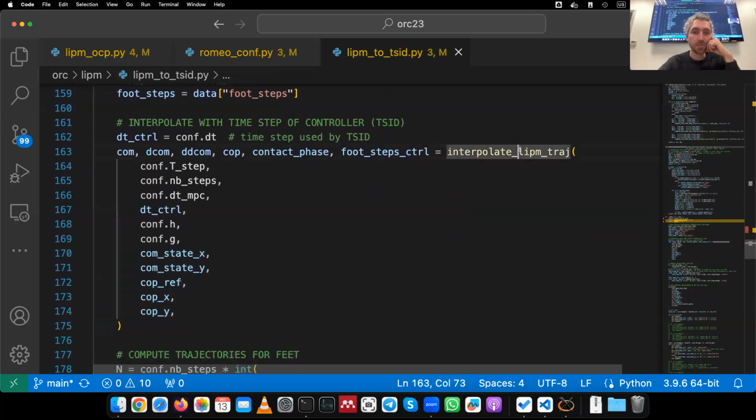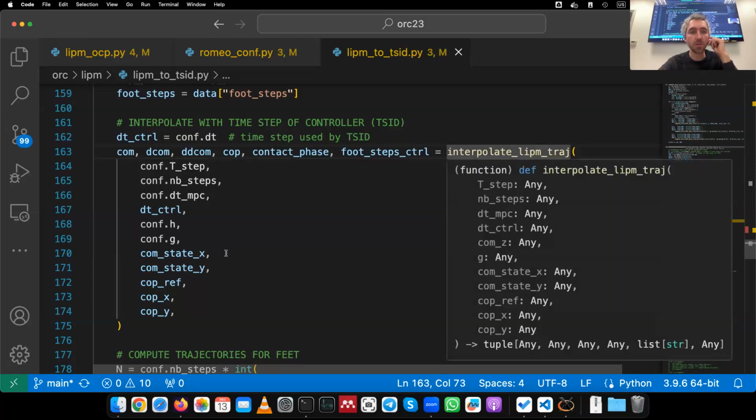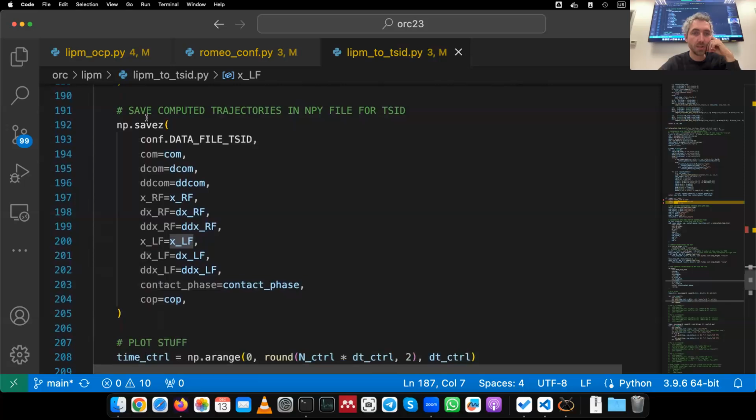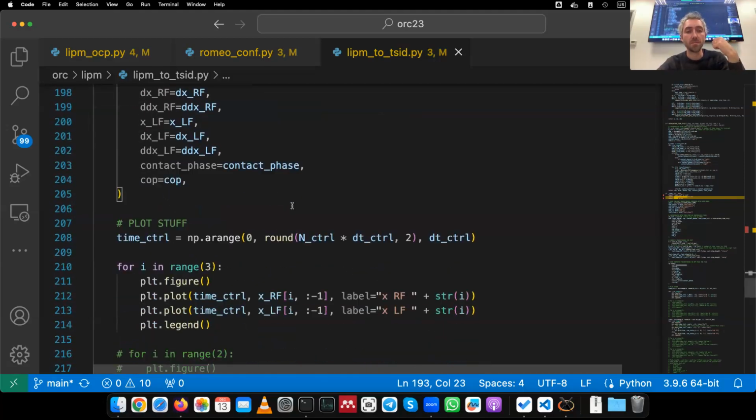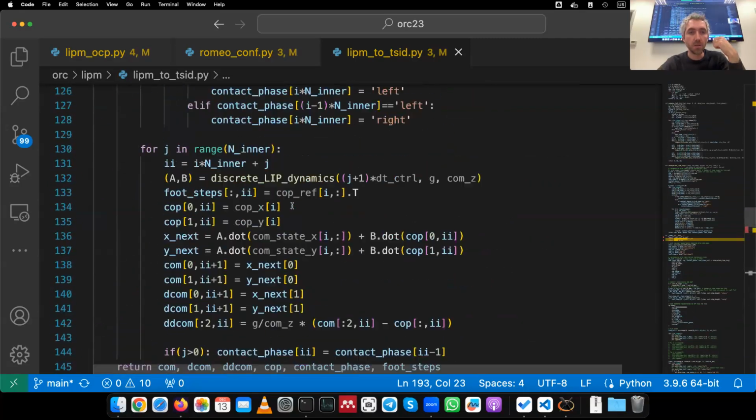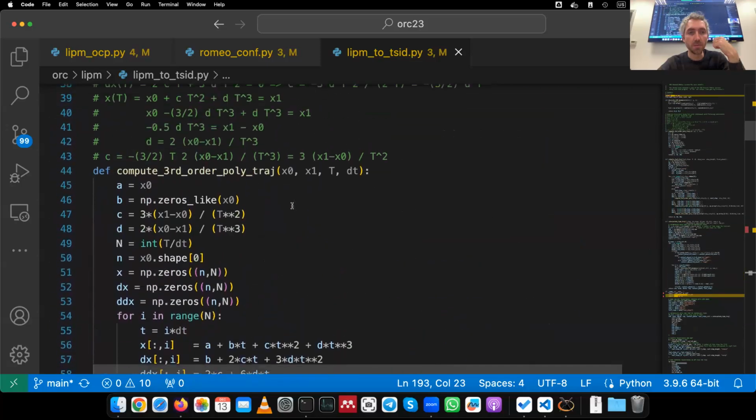And then we first do the interpolation of the center of mass trajectory, calling this function interpolate LIPM traj. And then we do the computation of the footsteps using this function, compute foot traj, twice. We do it twice because we do it once for the right foot and once for the left foot. And then at the end, we save everything in a file, which is going to be read by yet another script, which is the one running TSID. And then we are just doing some plots. So we can now take a look at the functions above.